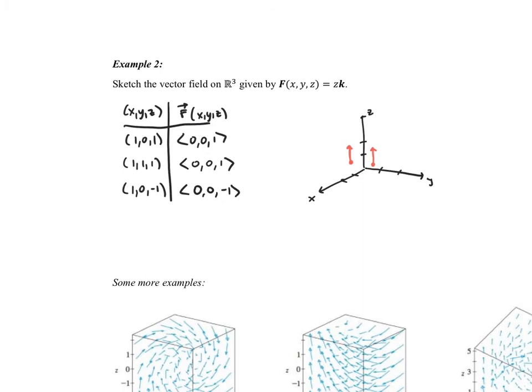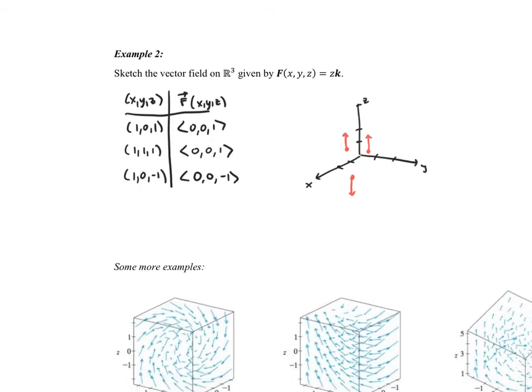So if we go 1 unit on the x and 0 units on the y, and then negative 1 on the z, so maybe we're about right here, then my vector is going to go 0 units in the x, 0 units in the y, but then 1 unit down along the z, and it looks like that. So we could produce the whole field just by plotting those points.